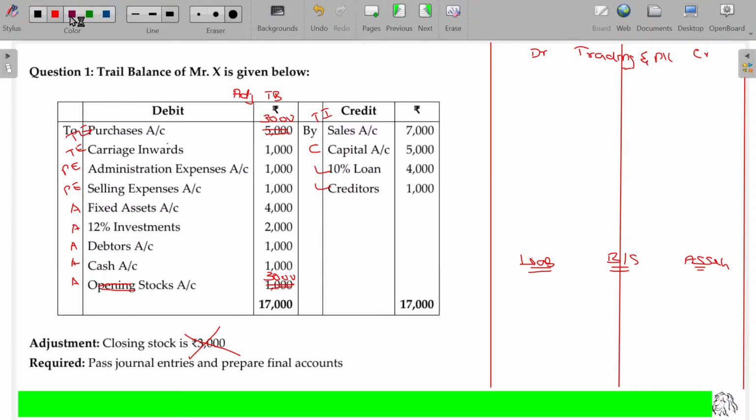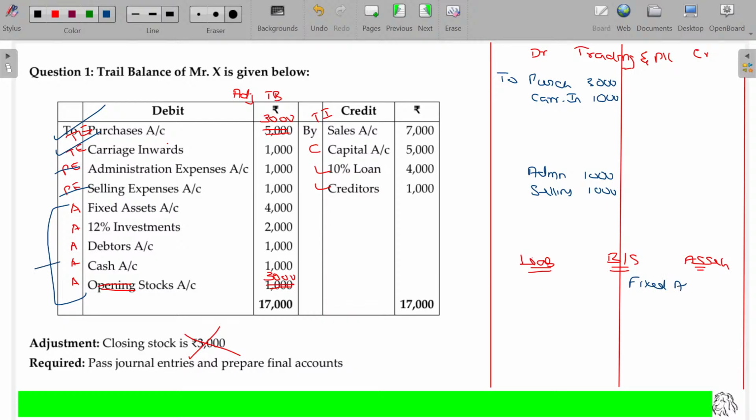Now I'm going to post everything one after one. Purchases, carriage in. Two purchases, the value being 3000. Carriage in, the value being 1000. Administration and selling expenses, the value being 1000 each. Rest of all the items are assets, so I post that in the asset side.